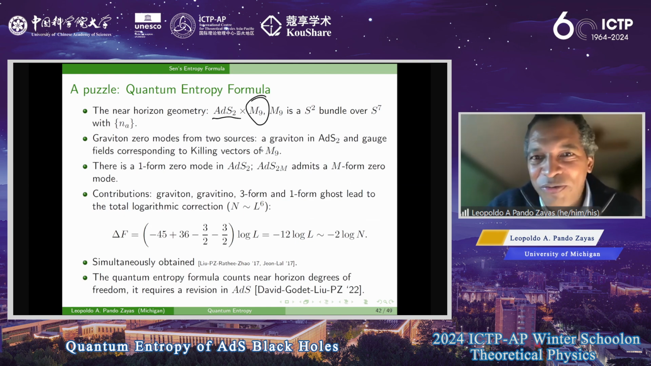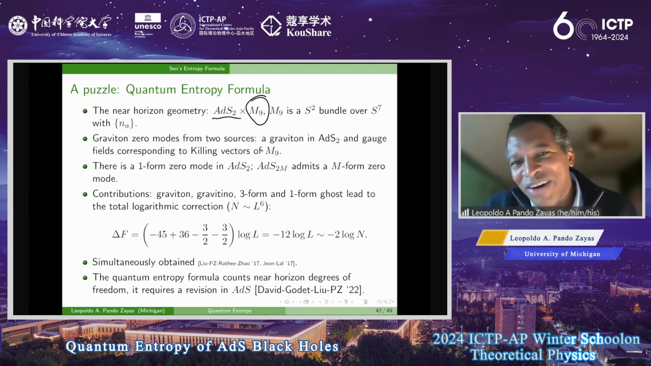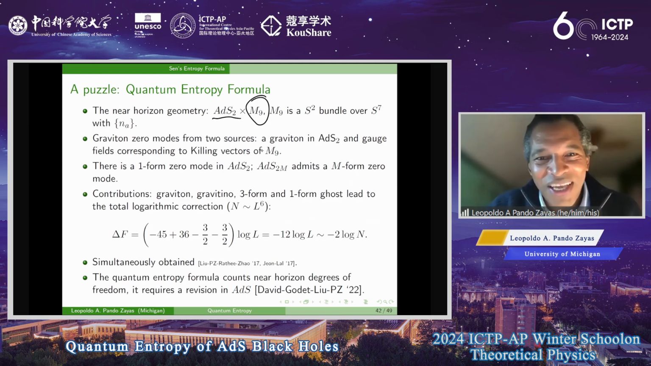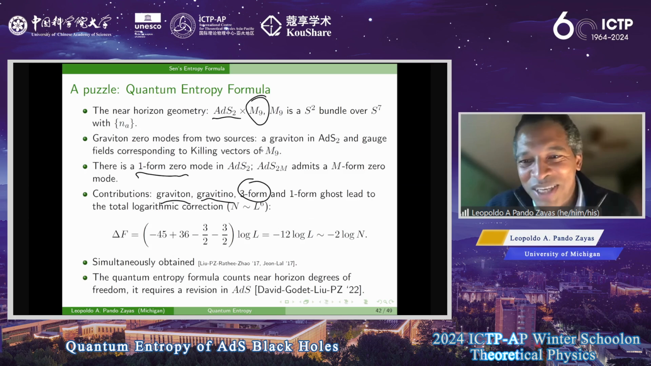For this region, you can do the computation of the one-loop correction to the entropy. I would not bother you with a lot of details, but it's a lot more complicated. You have one-form zero modes in AdS2, you have graviton zero modes, gravitino zero modes, also three-form zero modes. And when you put them all together, you get this number.